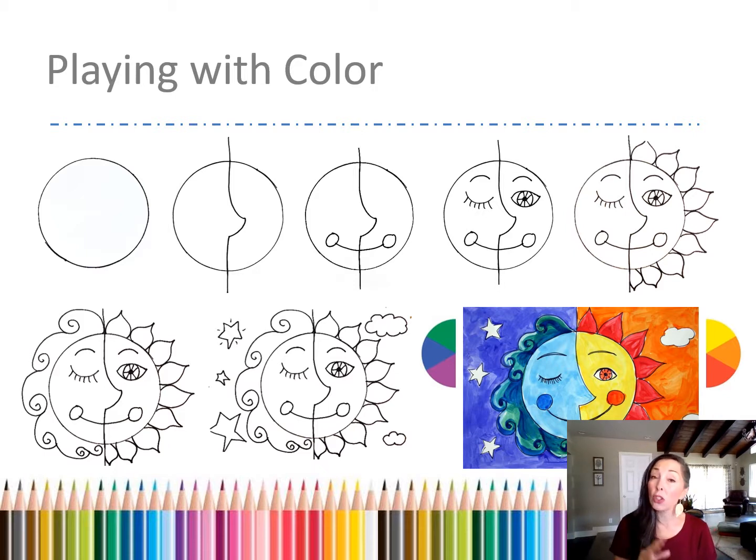It should only take 15 minutes. So you want to be mindful of the clock. So they take 15 minutes with a black marker to draw their sun and their moon. After they've done that, they spend 15 minutes painting the cool side. And then they spend 15 minutes painting the warm side.